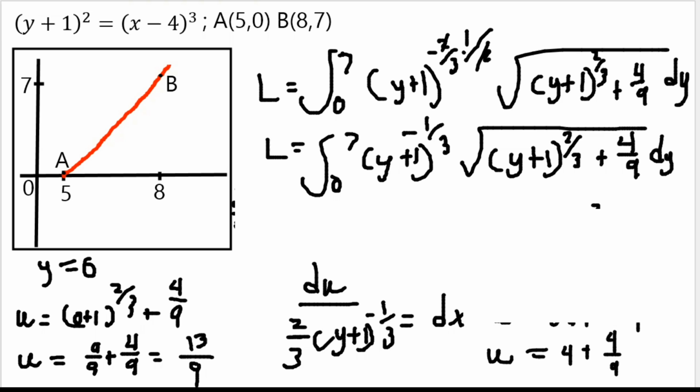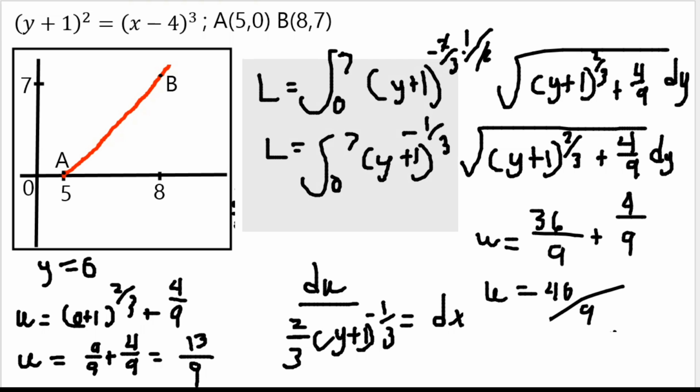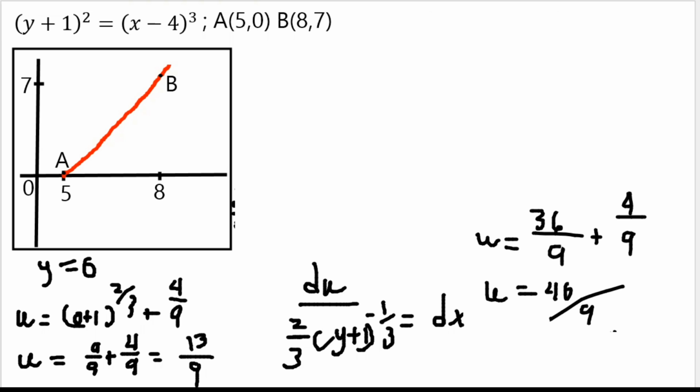Okay, let me do this. So we can just add this. u is going to become 9 times 4 is 36, plus 4 over 9. So u is going to become 40/9. So that is the new value for 7. It's 40/9.